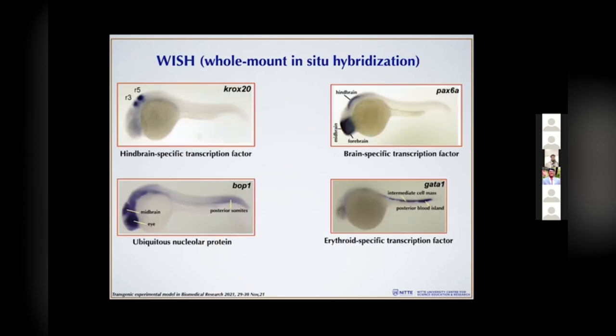These are some of the examples. If you're looking at a brain-specific marker, you can just stain the embryos with Krox20. It can give you an idea about whether it is a hindbrain-specific one. If you look at all the parts of the brain, you can stain them with PAX6. If you do a ubiquitous gene expression, you can look at a ubiquitous gene expression. If you look at, say, specific to blood cells, you can look at a gut expression. Next slide.